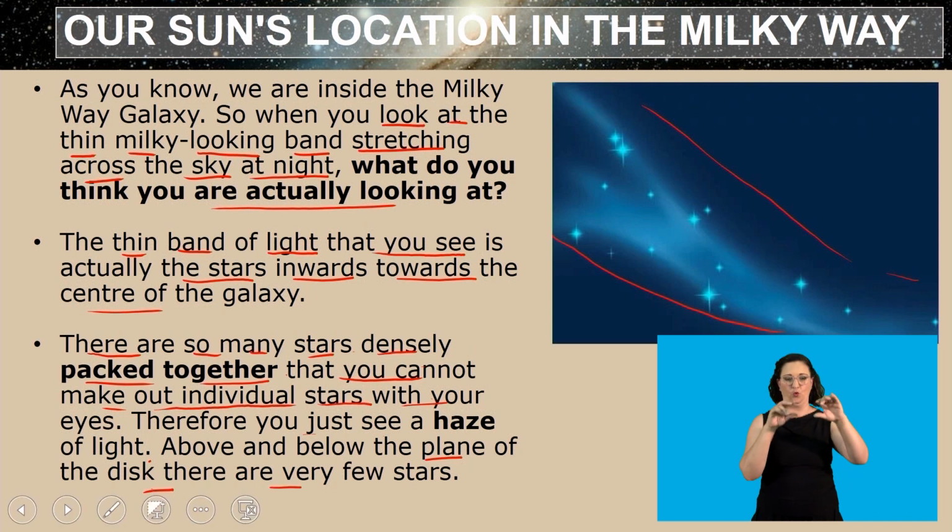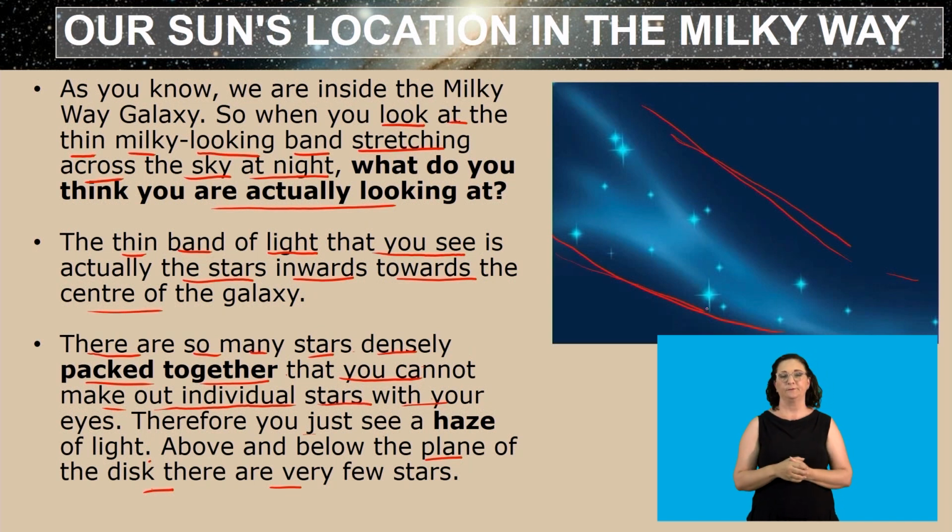So when you look at the sky at night, you will see a thin band of light, as you see it here in the picture on the right hand side. Most of the stars are densely packed together, and you cannot even make out one individual star with your eyes. So you just see a lot of stars next to each other. You can't even see that there is a distance in between the stars. That's what we actually mean, all right?